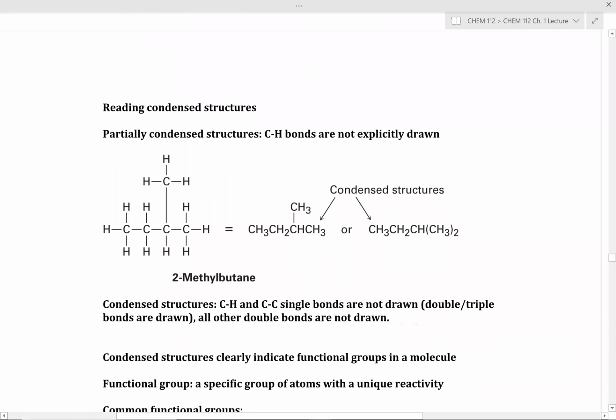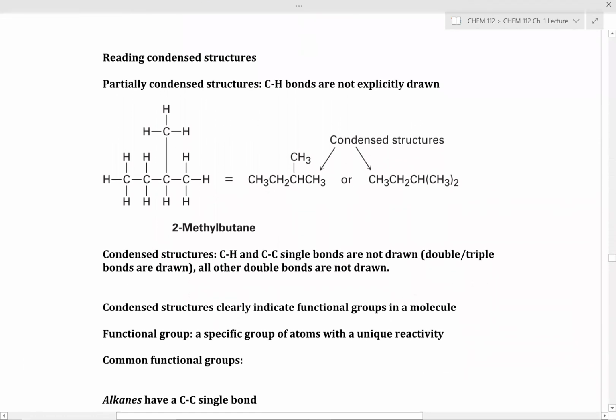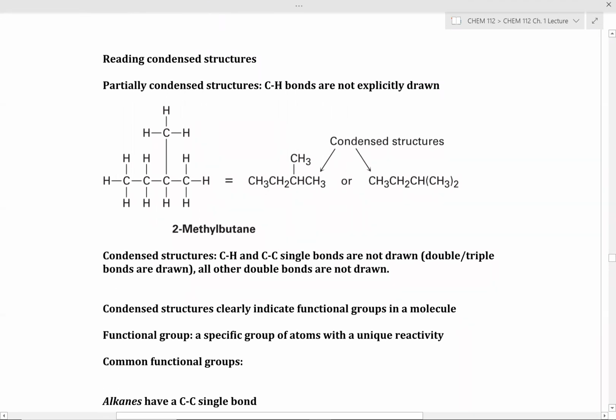So, before we get to functional groups, we just really want to make sure we understand how condensed structures function. There are two major classes of condensed structures. The first of which are known as partially condensed structures, where the CH bonds are not drawn. That saves you a lot of headache. You don't have to draw the CH bonds. The number of CH bonds to reach an octet is implied. Okay?